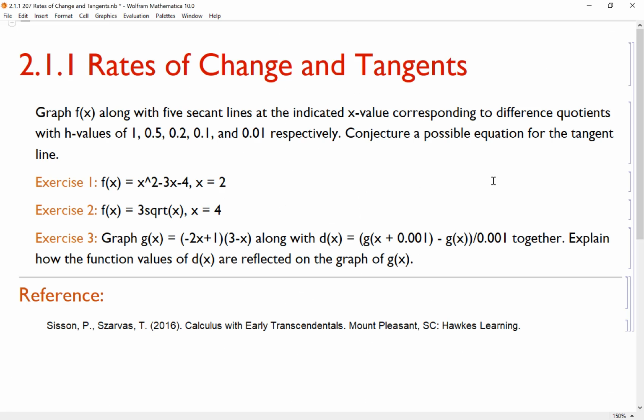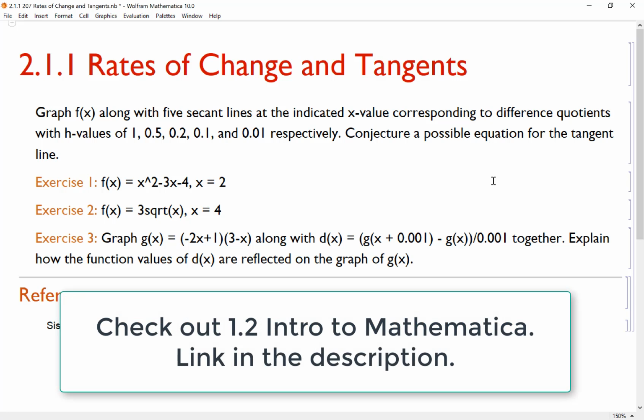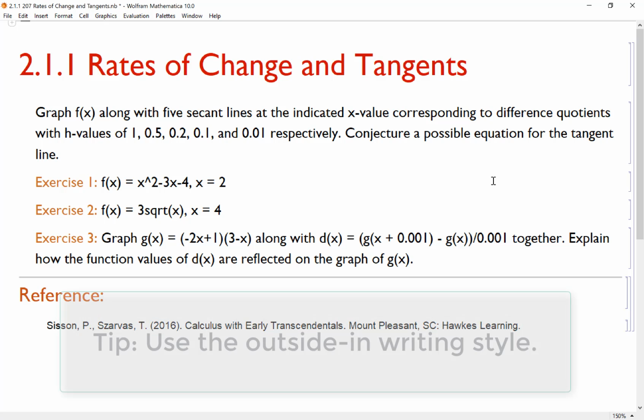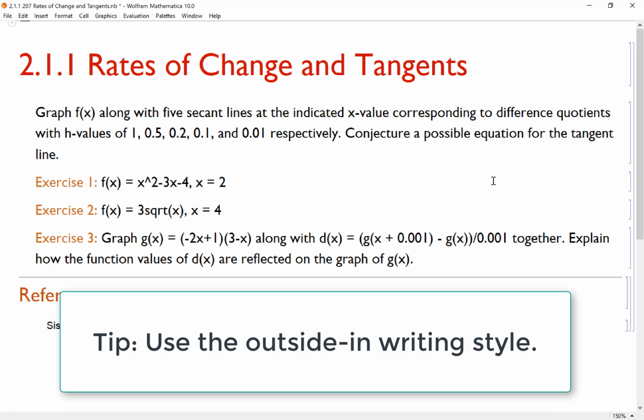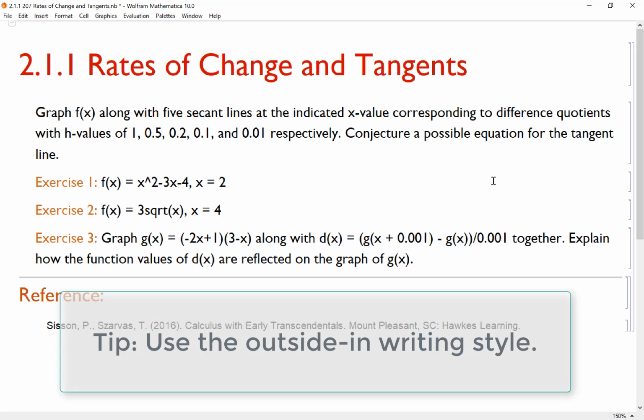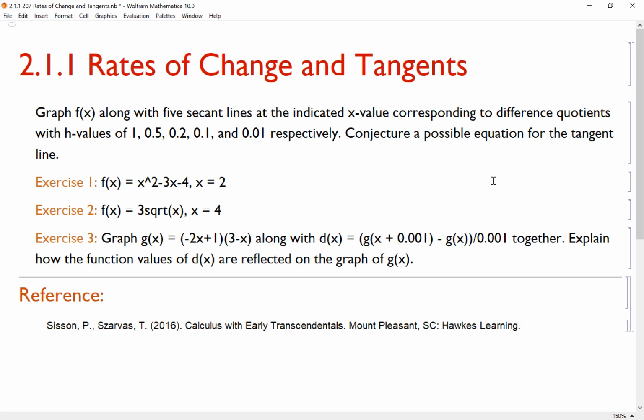Today we're going to use Mathematica to graph secant lines, and we want to use that to help conjecture equations of tangent lines. Now, if you haven't worked through the intro to Mathematica that I have, that would be very helpful to go through. And also we're going to use the outside-inside style of writing, which helps keep up with parentheses and braces, commas, etc. And this is lab 2.1.1, rates of change in tangents, for our Calculus Mathematica manual.